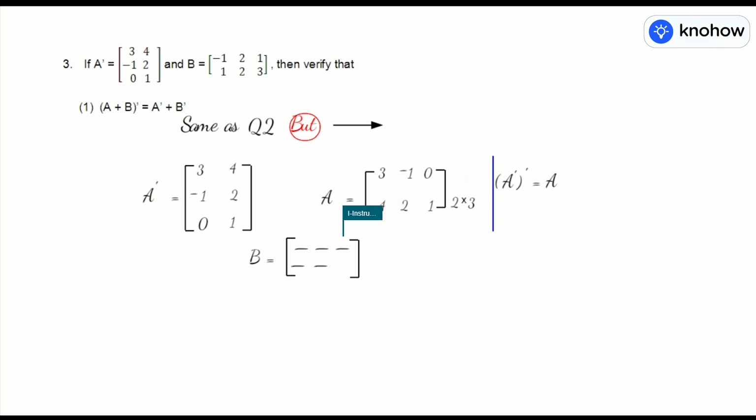So now you can proceed exactly like question 2, and you can do both the parts. The only difference was that instead of A and B, you are given A dash and B. So convert A dash to A, I told you how, and then proceed. So that's about your question 3.